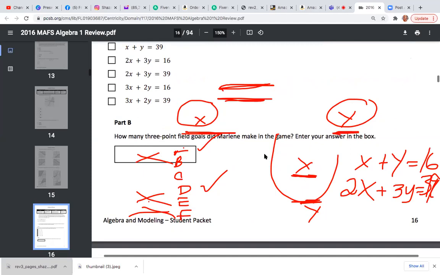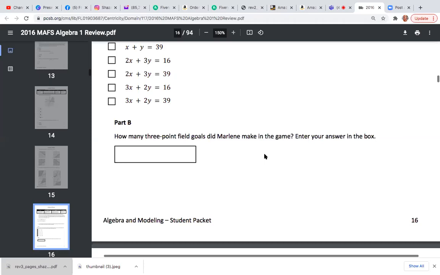All right, guys, let me see. You tell me if you want me to do this one right here, because it's still about the same problem. Part B, how many 3-point field goals did Marlene make in the game? Enter your answer in the box. So now they want you to take the system of equations, guys, and solve it. They want you to actually take this and solve it out. You guys are gonna be okay, or do you want me to do it quickly? You could do it quickly, please. Okay, Mojan. All right, guys, so let's look.